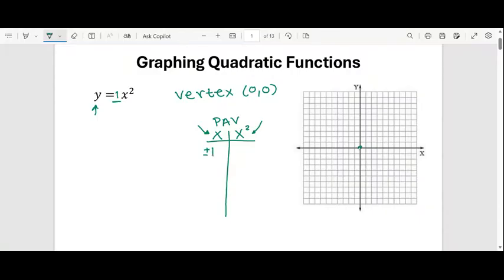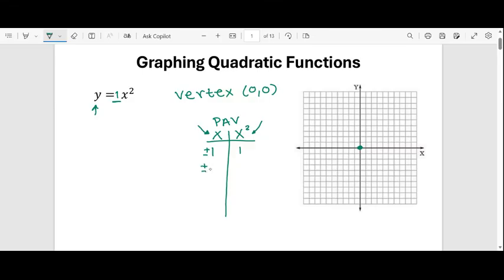So if I start right here at the vertex at my origin and I move to the left or right 1 square, my y values, or my vertical movement, is going to be x squared. So I take my value that I picked for my movement for x, so positive 1, and I square it. Positive 1 squared is 1. And the cool thing about this is we also have negative 1, and negative 1 squared is also 1. So they actually make the same movement each way, whether you're going to the left or the right 1 square.